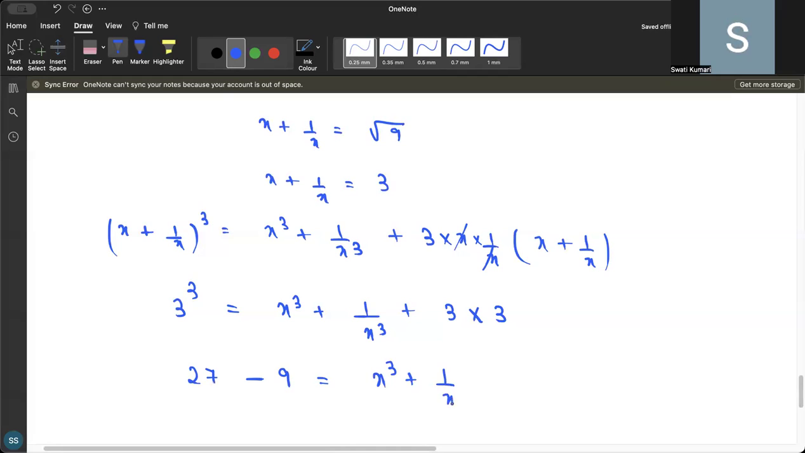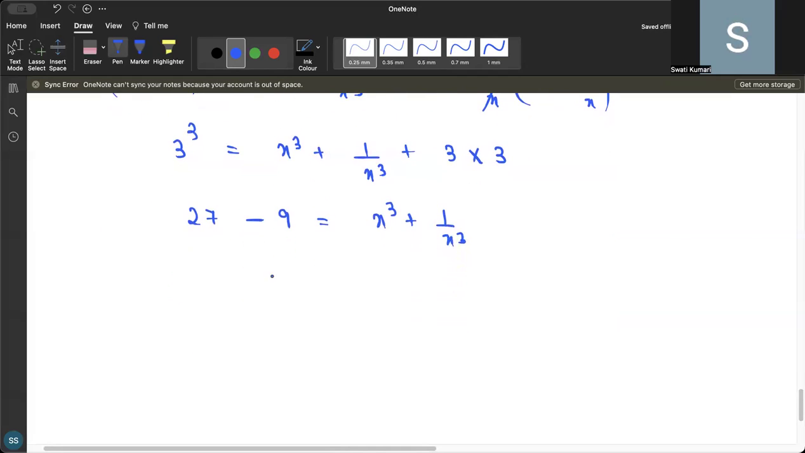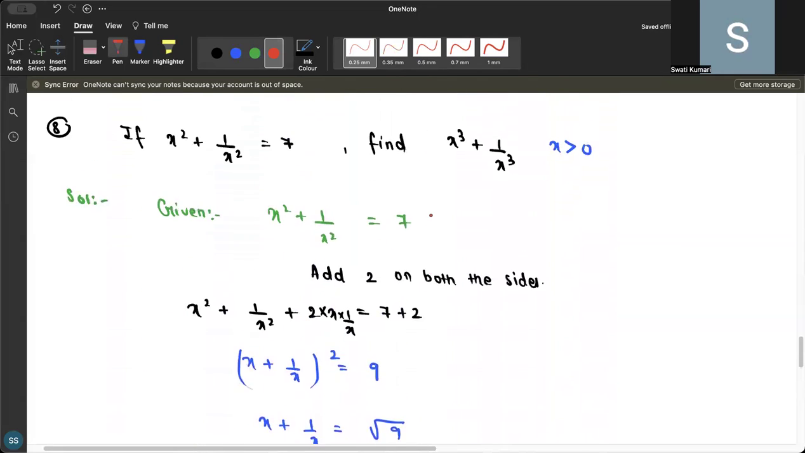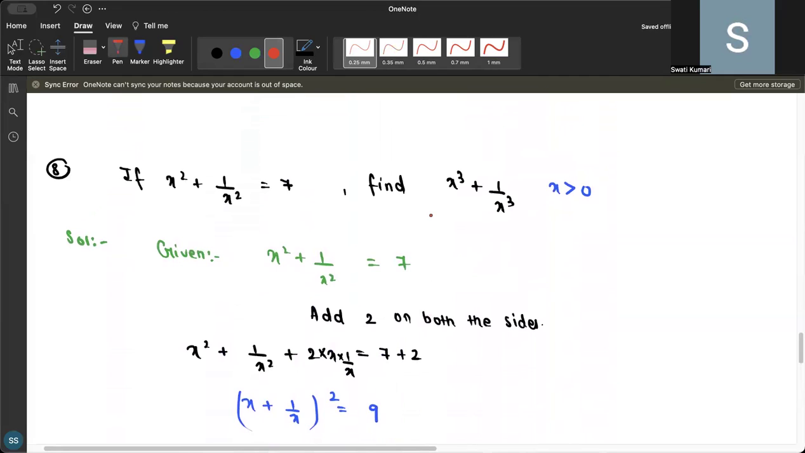That's the answer. We were supposed to find out the value of x cube plus 1 by x cube, and we got the answer 18. And that's it. I hope you have understood this very properly. There are varieties of questions like this where you have to find out the value of something by using the given information. So here, this is how you can do this one.